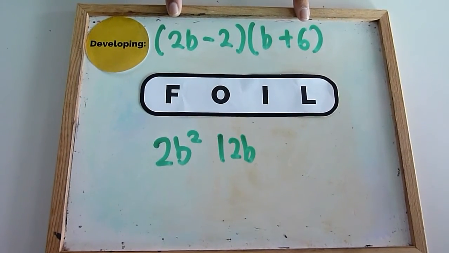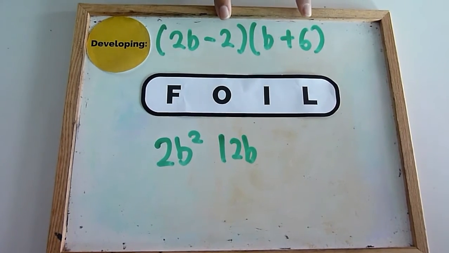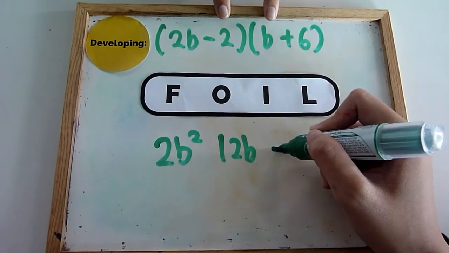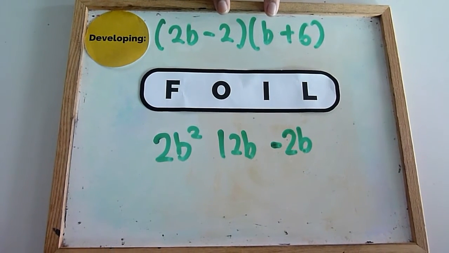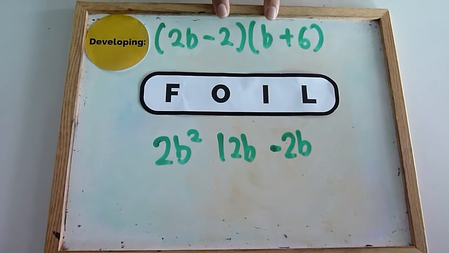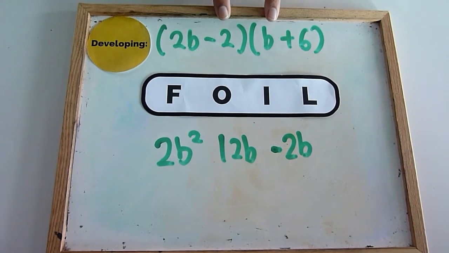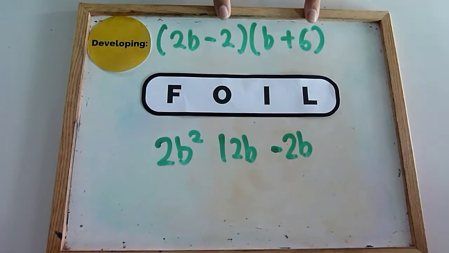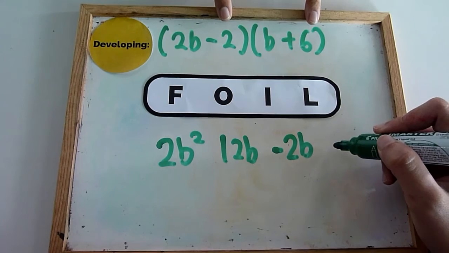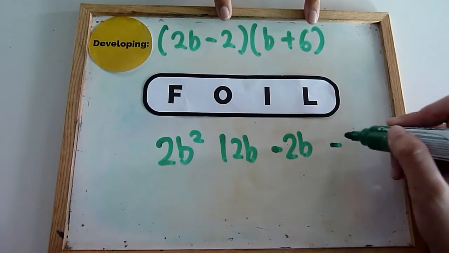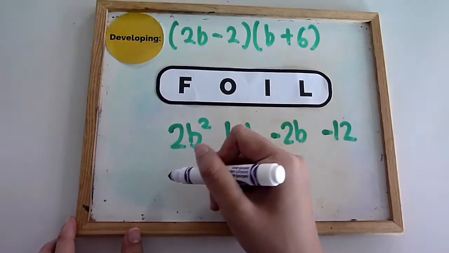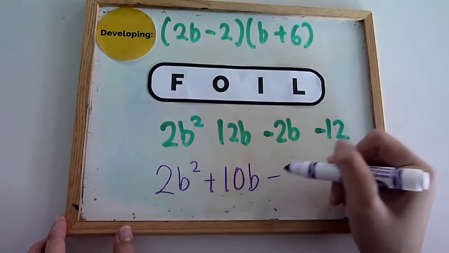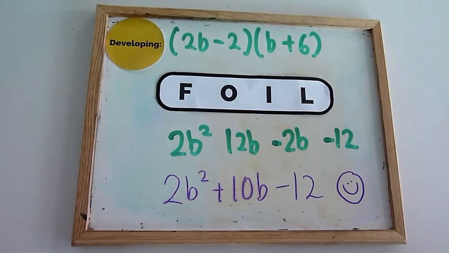Moving on, we multiply the inside 2 terms together. It will give us negative 2 multiplied with b, which is equal to negative 2b. For our letter L, we multiply the last 2 terms together. It will give us negative 2 multiplied by 6, which gives negative 12. Let's tidy up our algebra expressions by collecting the like terms together. This is what we get.